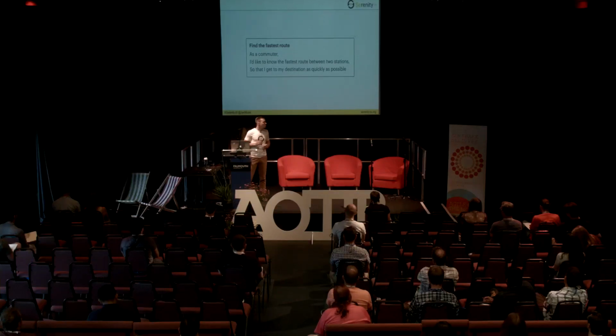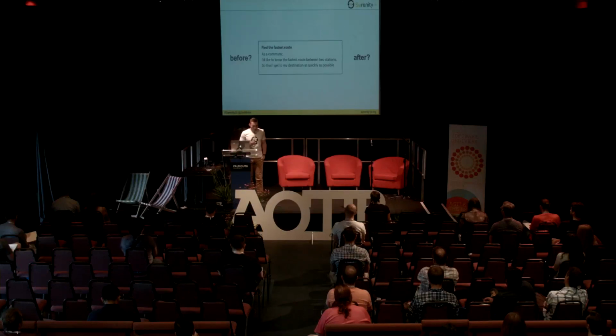So the user story I would like us to consider looks as follows. So we have a commuter, and they want to know the fastest route between two places so that they can get to their destination as quickly as possible. Now, the first question that we need to answer when we start working on such a story is, when do we write the tests for it? When do we write the acceptance tests?